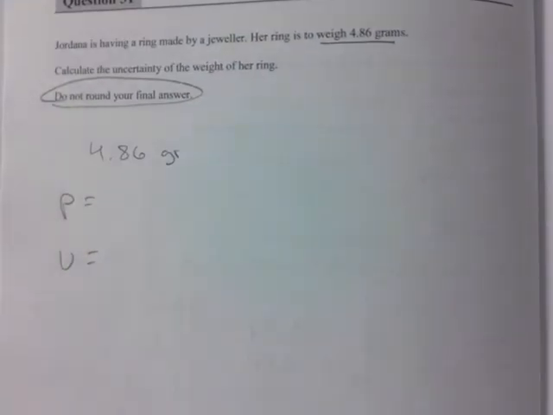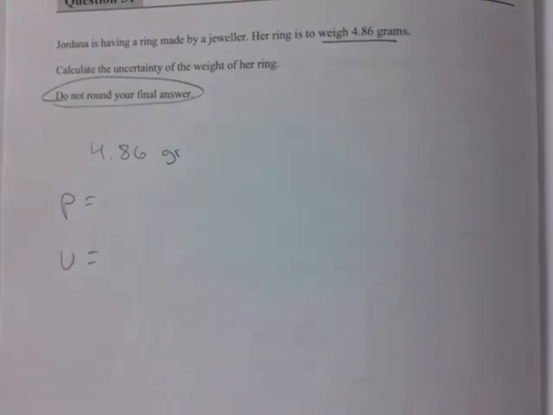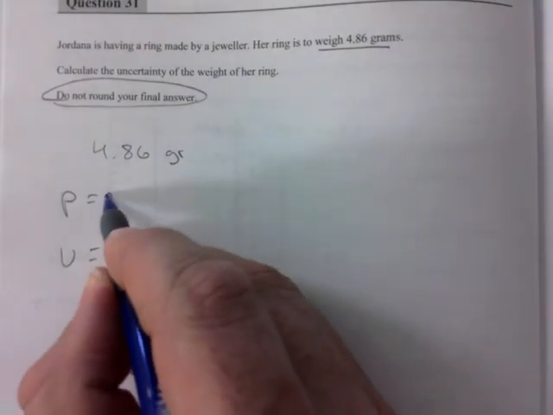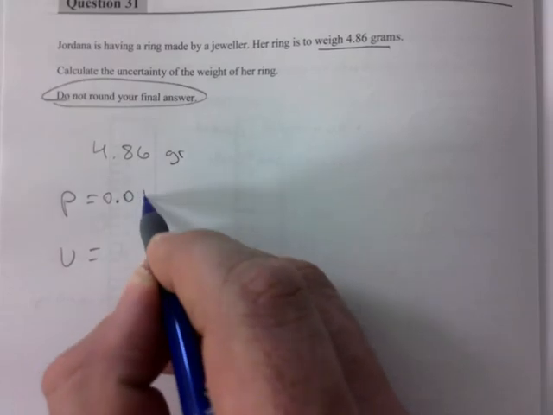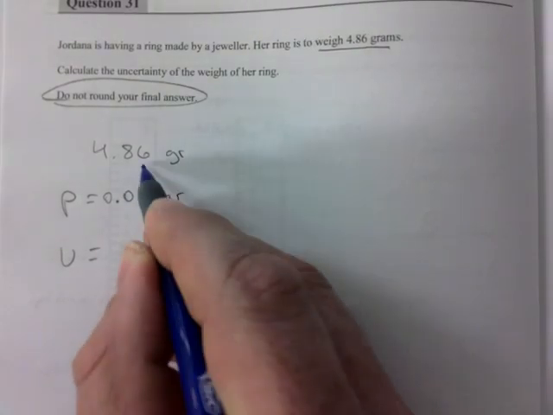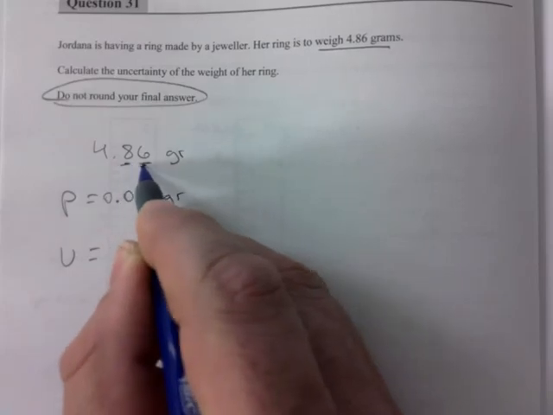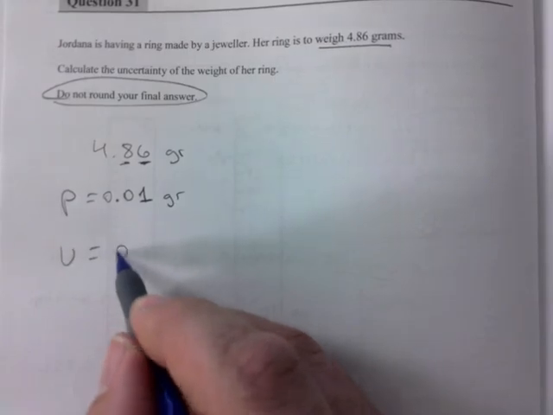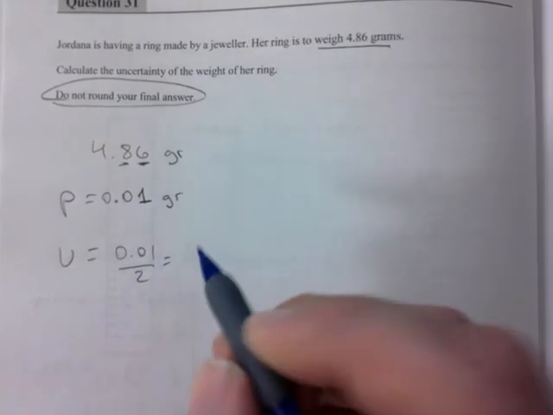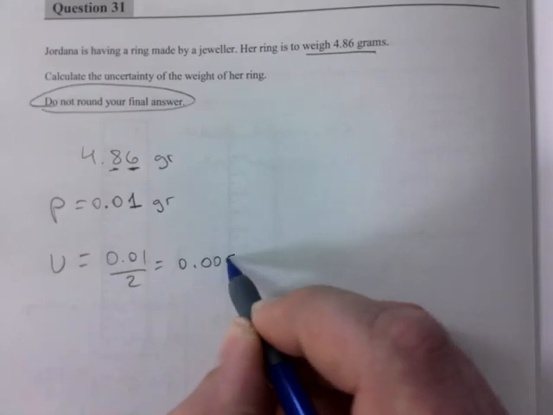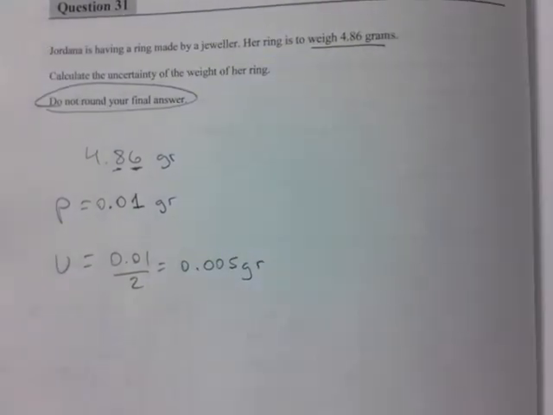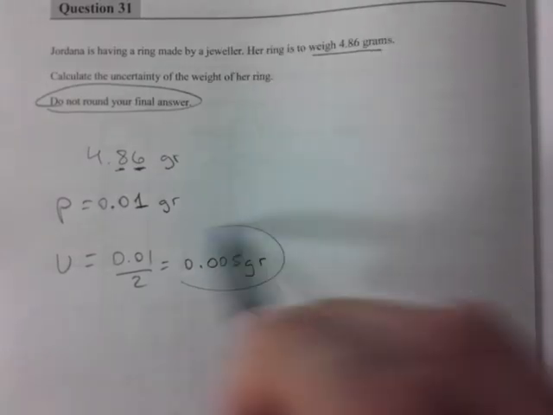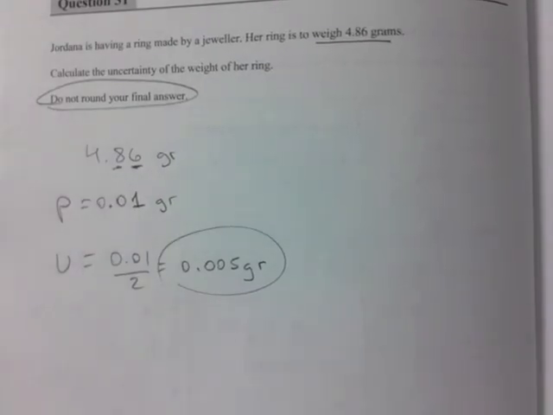So I find it unfair that this is just worth 1 mark, but what's the precision here? 0.01 of a gram. It's literally that second position here gets a 1. Uncertainty is 0.01 divided by 2. That's it. If you have that, you get 1 mark.